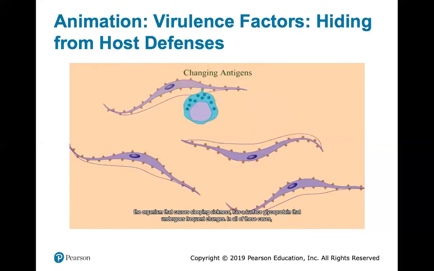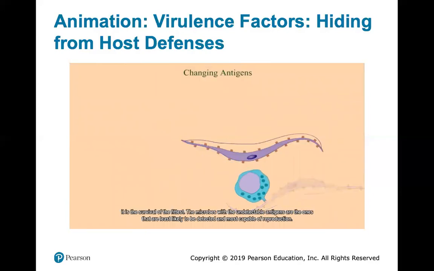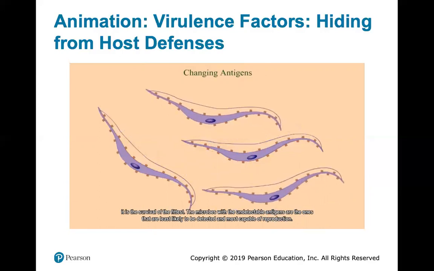In all of these cases, it is the survival of the fittest. The microbes with the undetectable antigens are the ones that are least likely to be detected and most capable of reproduction.